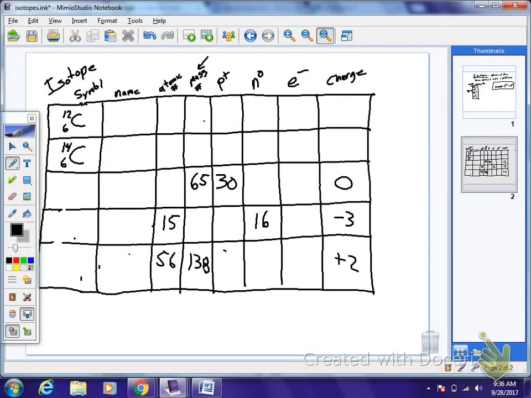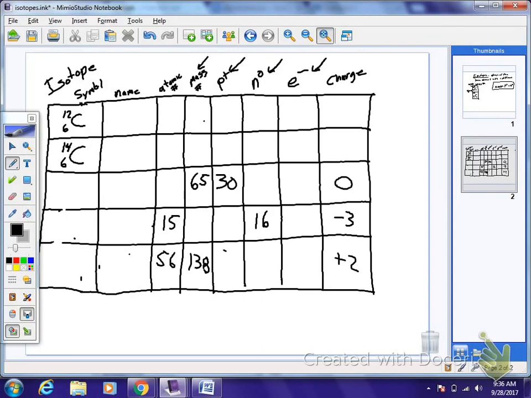So that column will have to be given to you, or you'll have to be given enough information that you can calculate it. It's really easy to calculate too. Okay, we're just adding and subtracting. This column would be protons. Then the neutrons, again, we're going to have to calculate that if we're not given the number of neutrons.